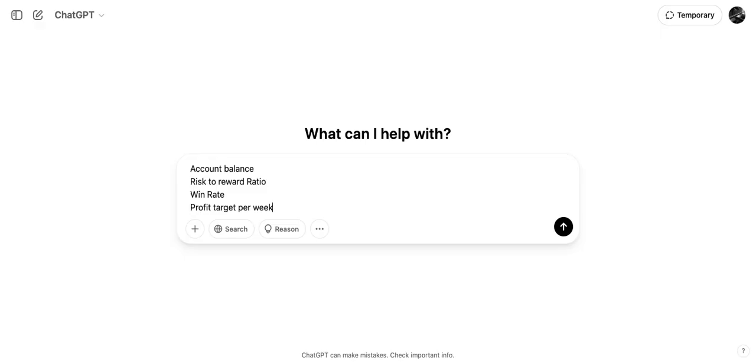So I'll go through just a couple of examples here of how you can use this to help you design a good risk management plan. So you'll say something like this. I'm going to type it then read it because I have a hard time typing and talking at the same time.